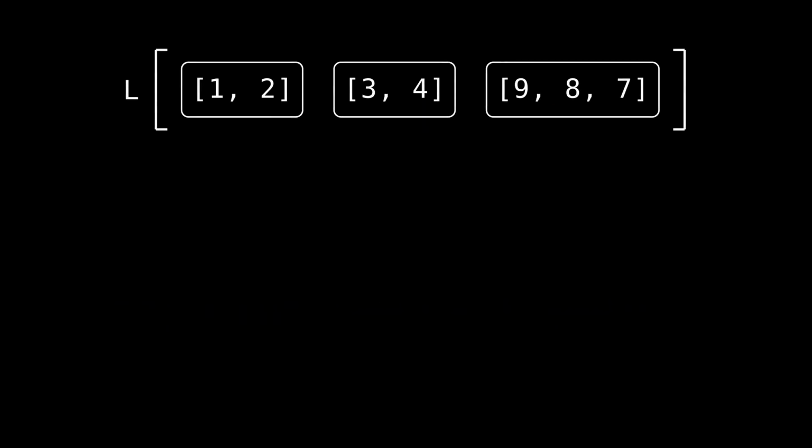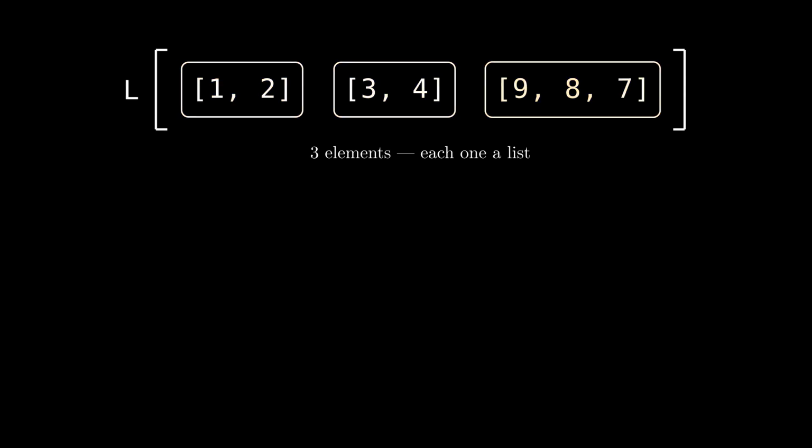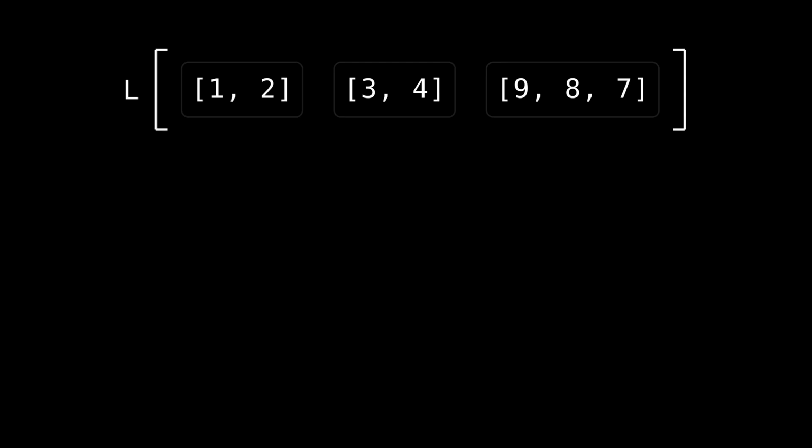Suppose every element of the input list is itself a list. Here, the outer list has exactly 3 elements, the list 1, 2, the list 3, 4, and the list 9, 8, 7. Flattening removes any semblance of sublists. Every integer moves up to the top level in order, giving 1, 2, 3, 4, 9, 8, 7.